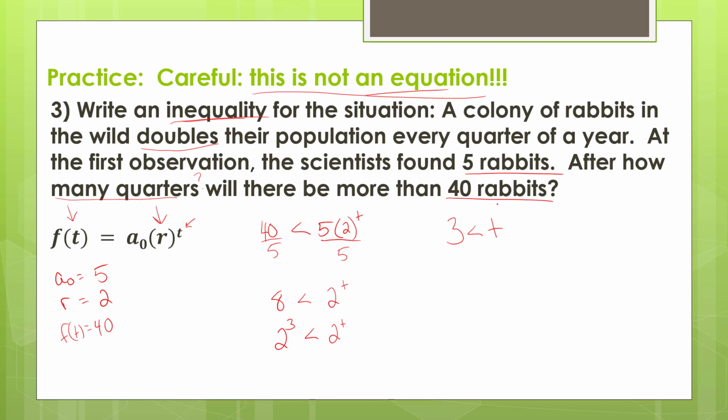But we don't like to have a variable on the right side with an inequality. So we're going to move it to the left. And when we move it to the left, or we flip the entire inequality, we also need to remember to flip the sign. So t must be greater than 3. After how many quarters will there be more than 40 rabbits? After more than 3.